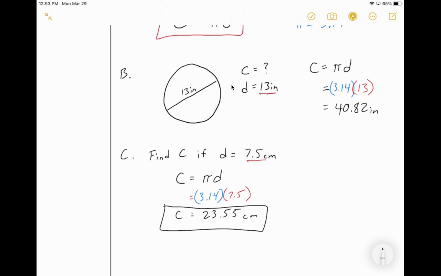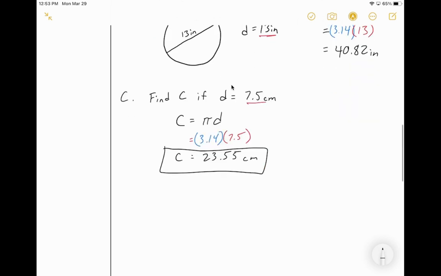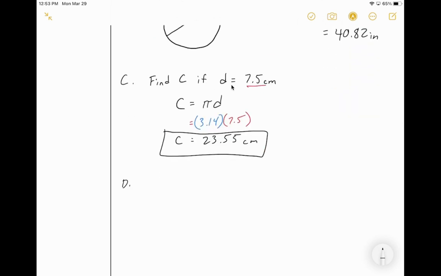Okay. Let's try another one. This one I want you guys to try and do more on your own. Find the circumference if D is equal to, let's say, 18 feet. Find the circumference if D is equal to 18 feet. And then put in the chat once you think you got it.